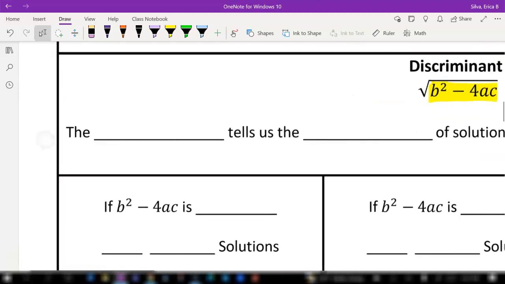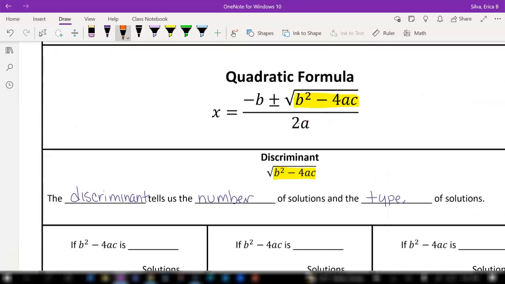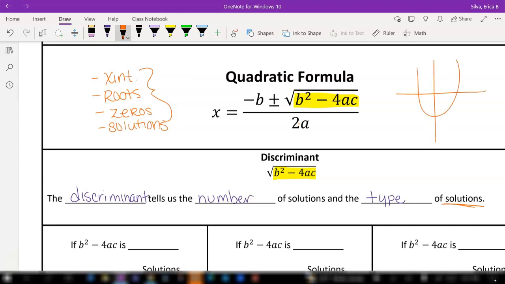So why is the discriminant important? Well, our discriminant tells us the number of solutions and the types of solutions. Our solutions are our x-intercepts, the roots of a quadratic function, the zeros. They all mean the same thing. And if you want it in a picture, that just means these points right here where the graph intersects the x-axis.